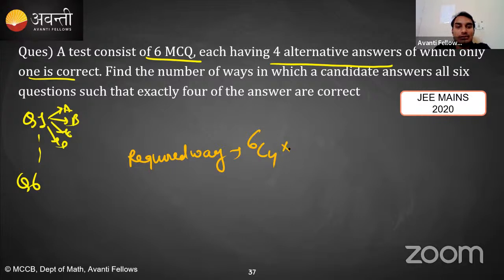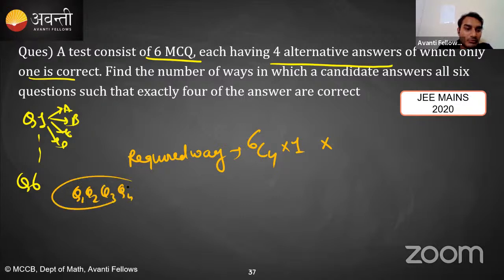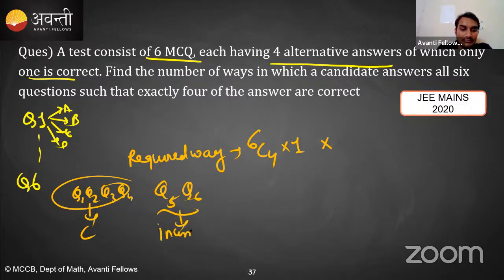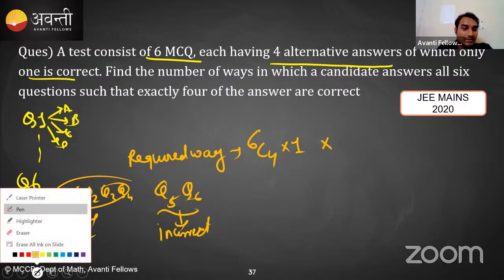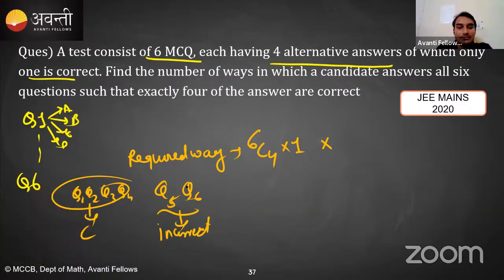I have selected 4 questions out of 6 questions, and now I have to give only the correct answer for them. I can answer each question in only one way, whichever is the correct answer, so 1 way. Clear? So now you are left with 2 questions, and for them I have to give only incorrect answers. Say from the 6C4 I have selected Q1, Q2, Q3, Q4 to answer correctly, and for Q5, Q6 I now have to give incorrect answers.